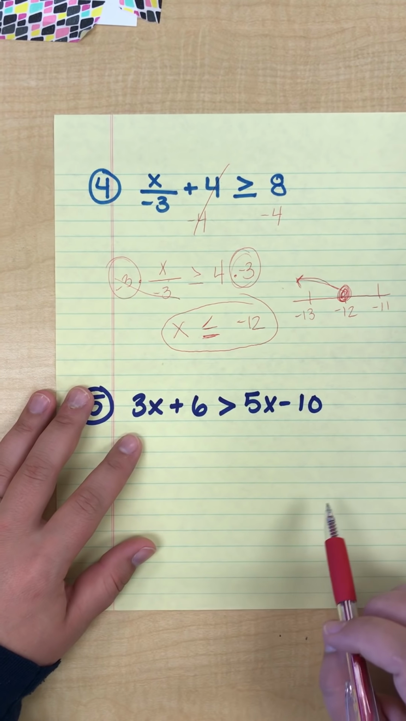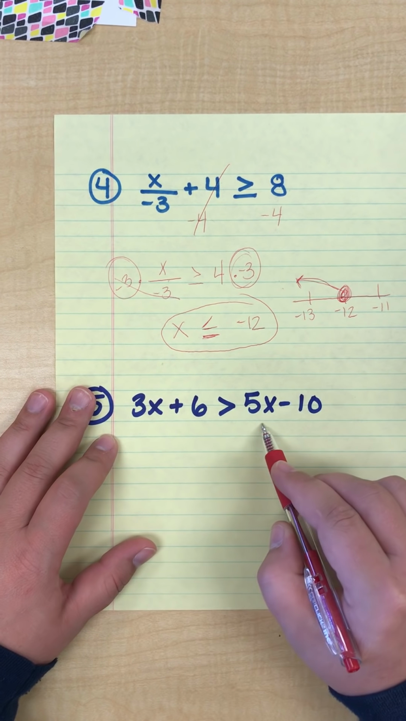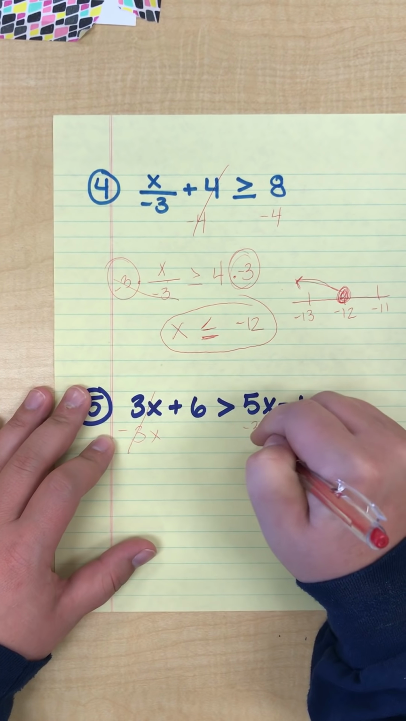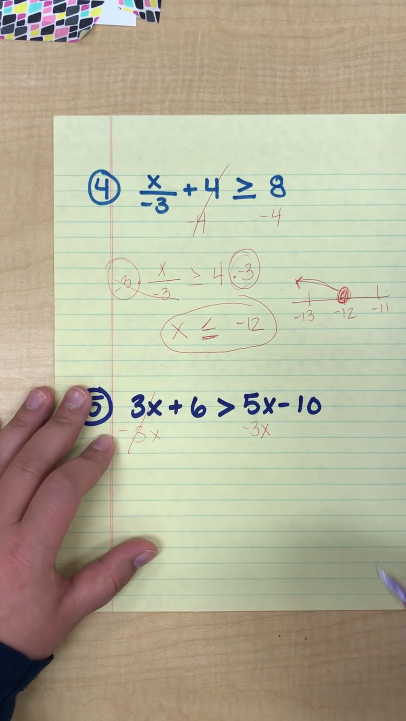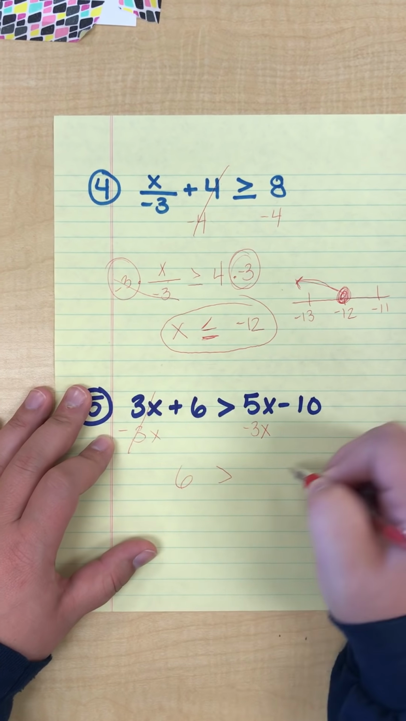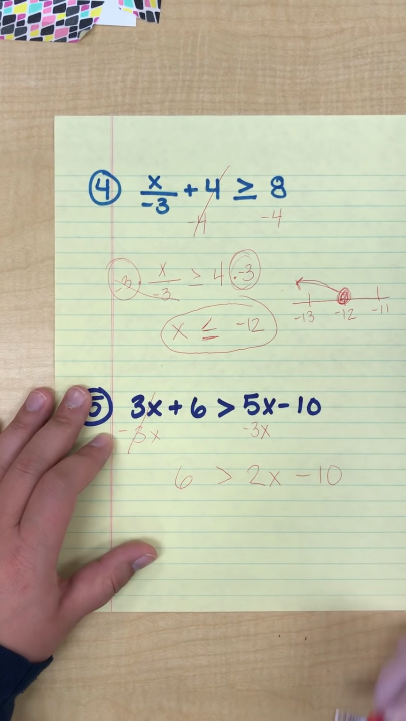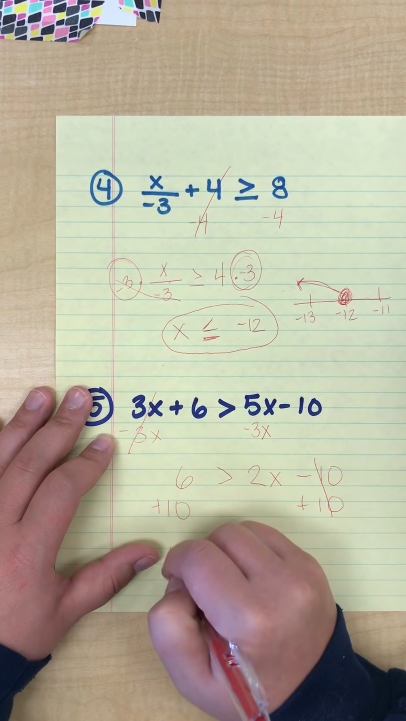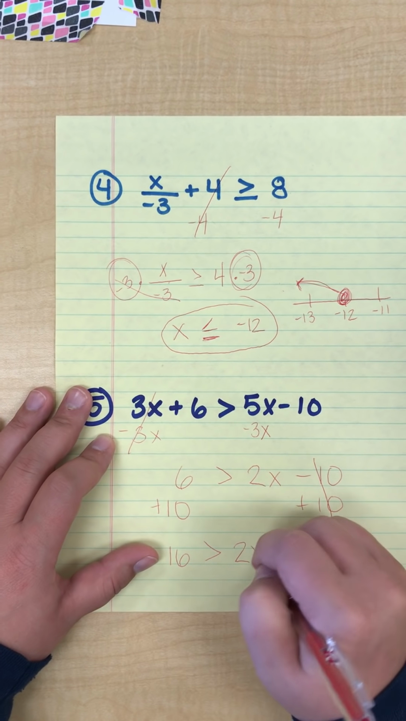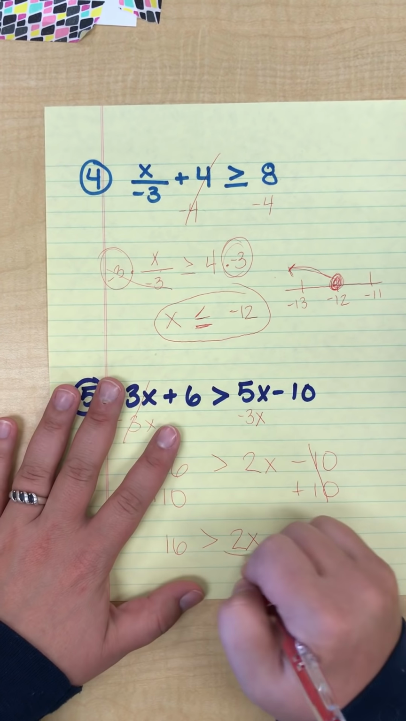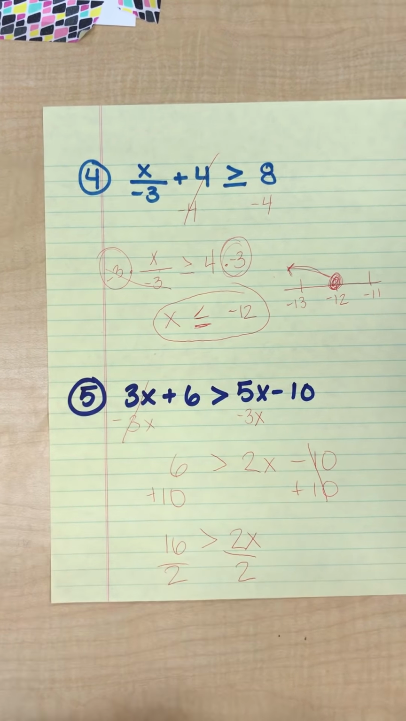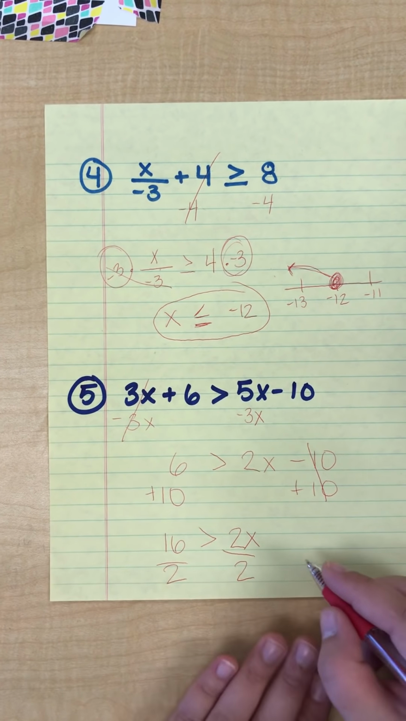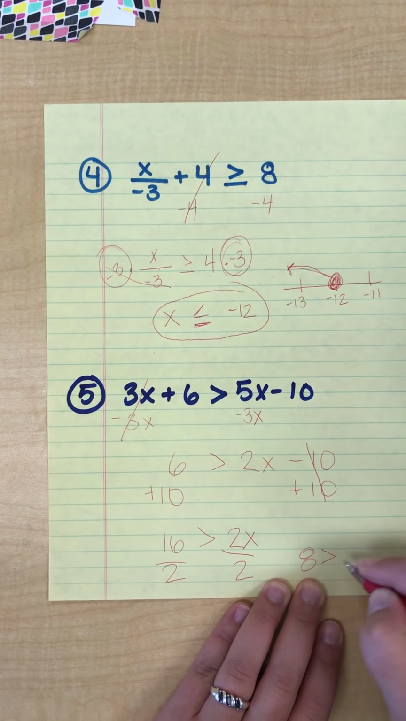Okay, so I actually am going to move my 3x to this side because I know that would end me with a positive x's over here, and I don't have to worry about flipping my sign then. So that leaves me with 6 is greater than 2x minus 10. I'm going to add the 10 over. So that gives me 16 is greater than 2x. I'm going to divide by 2. And again, I don't need to flip my sign at all because I just divided by a positive number. So I have 8 is greater than x.